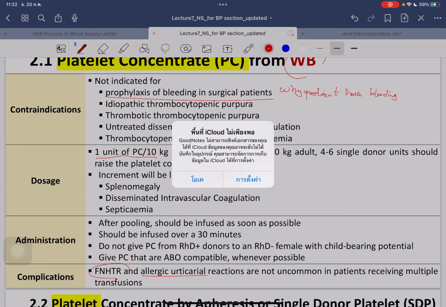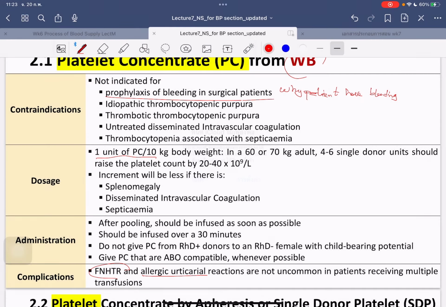The important thing to know is how much the platelets increase, because in some situations you give platelets to the patient, but the platelet count stays the same. It cannot increase, which means you have to add more platelets to the patient. But in some situations, if the patient has splenomegaly, DIC or septicemia, when you add platelets the count will not increase as you expect. So you have to consider the patient's situation as well. And the platelets should be infused within 30 minutes.